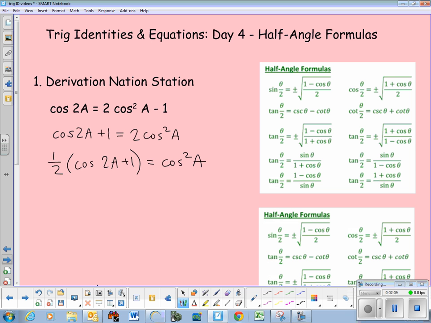And I want to stop, and this is not one of the identities on the sheet that you are using. And it is in a lot of trig identity sheets. It's a formula for cosine squared. Similarly, we could get a formula for sine squared, which is equal to 1/2 times 1 minus cosine 2a.